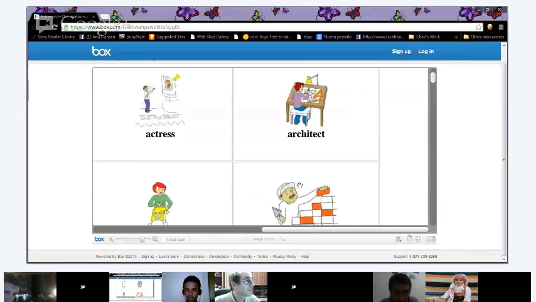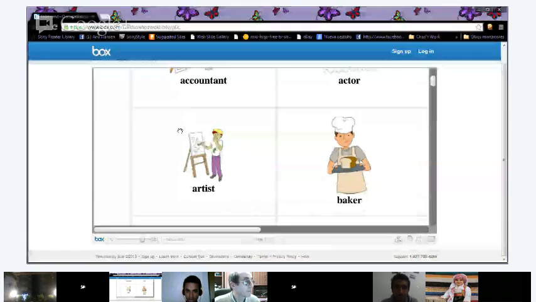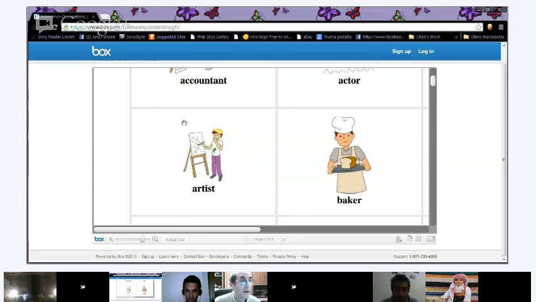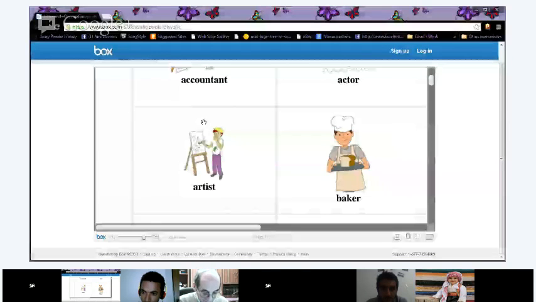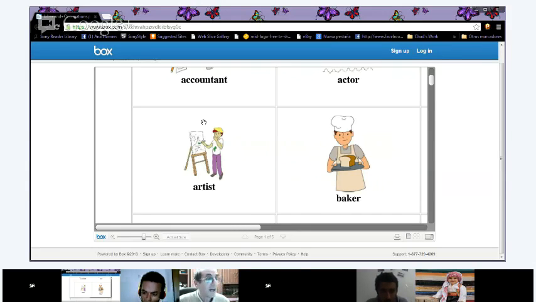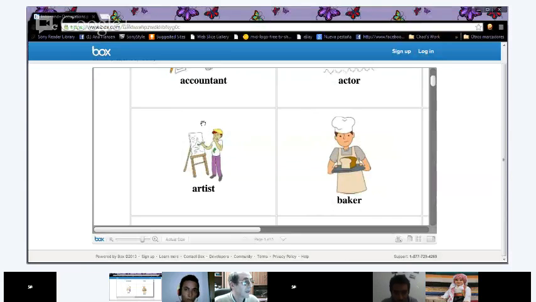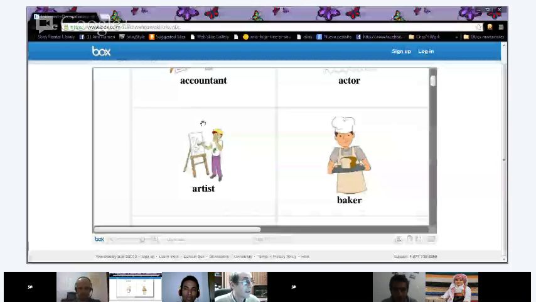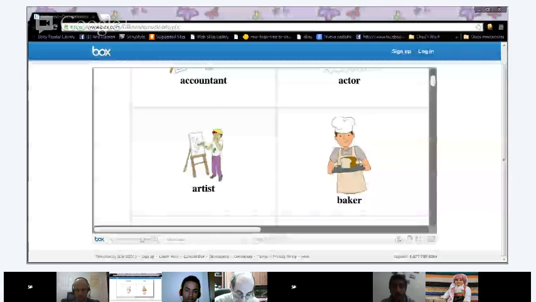Artist. Is that the next one over here? Okay, artist. What different types of artists are there? So it looks like he is painting. Yes, draw. Sculptures as well. Good, good. What other type of artists are there? Draw a picture. How about cartoons? Someone that draws cartoons, yeah, that would be an artist, definitely. Very good.